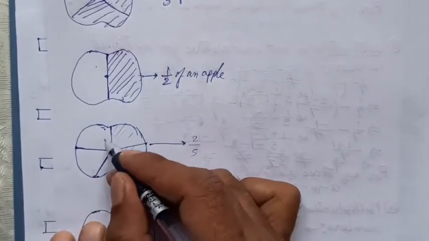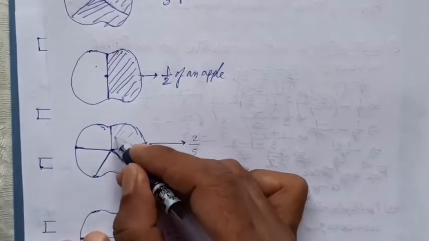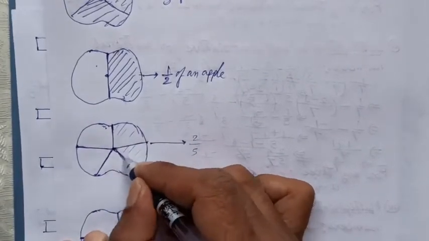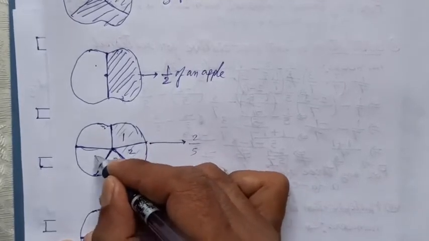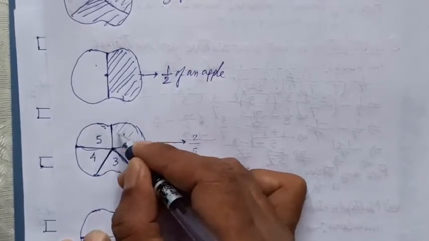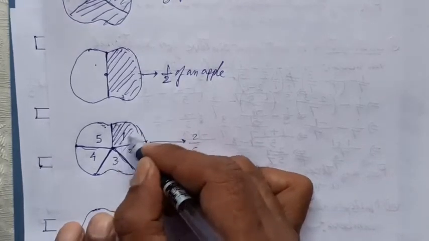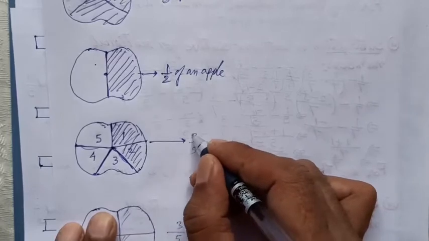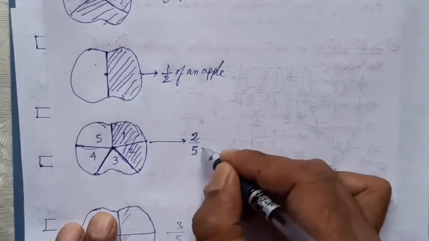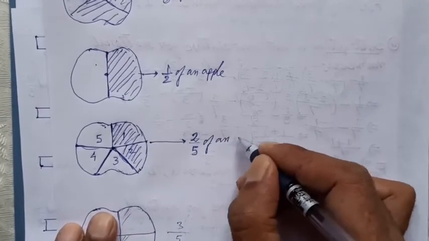And here, this apple I divide into 5 equal parts. This is first part, second part, third part, fourth part, and fifth part. If I take this part and this part, it means 2 parts. Now this is 2 by 5 of an apple.